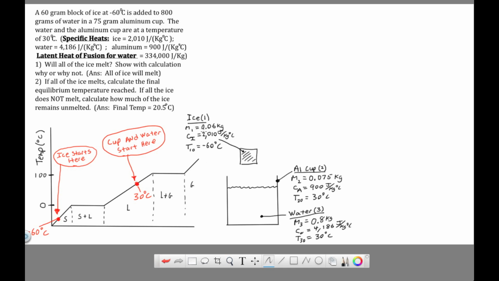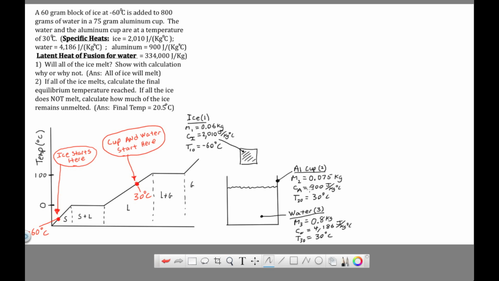So the information we have, I have it summarized here in this diagram. The mass of the ice, I converted it to kilograms because the specific heat that I gave in the problem uses kilograms, so you want to make sure the units match. The starting temperature of the ice is negative 60 degrees Celsius.